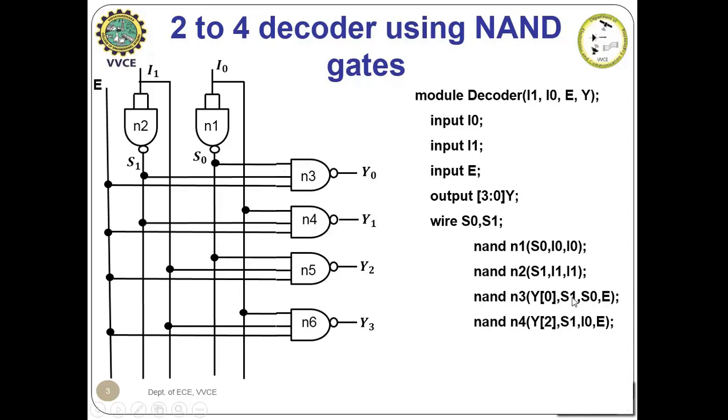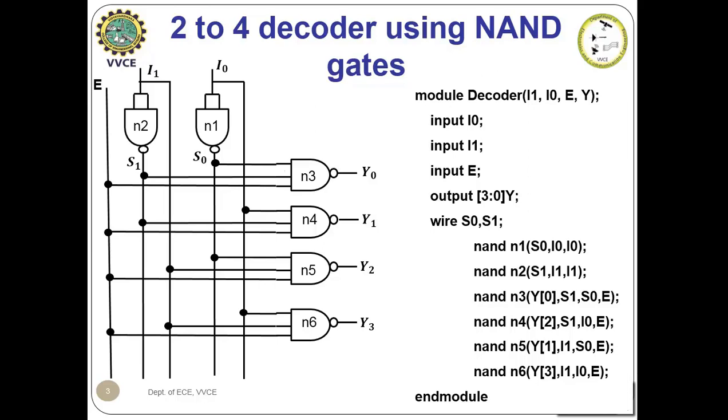Then NAND 4, that is N4, output is Y of 2, input is S1, I0, E. Similarly, N5, output is Y of 1, input is I1, S0, E. N6, output is Y of 3, I1, I0 and E are the inputs, at the end with this end module. Now this is the code for a 2:4 decoder using a NAND gate.